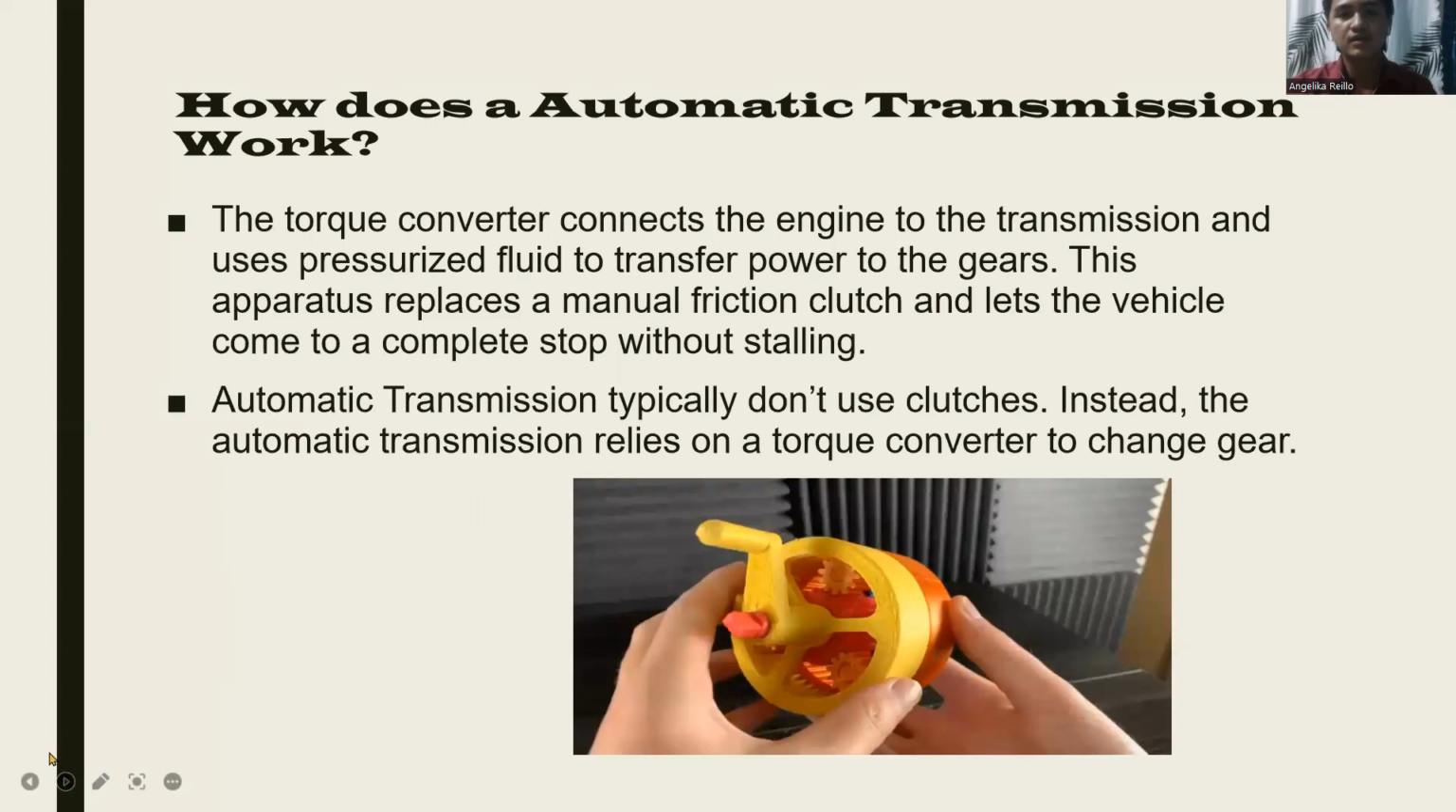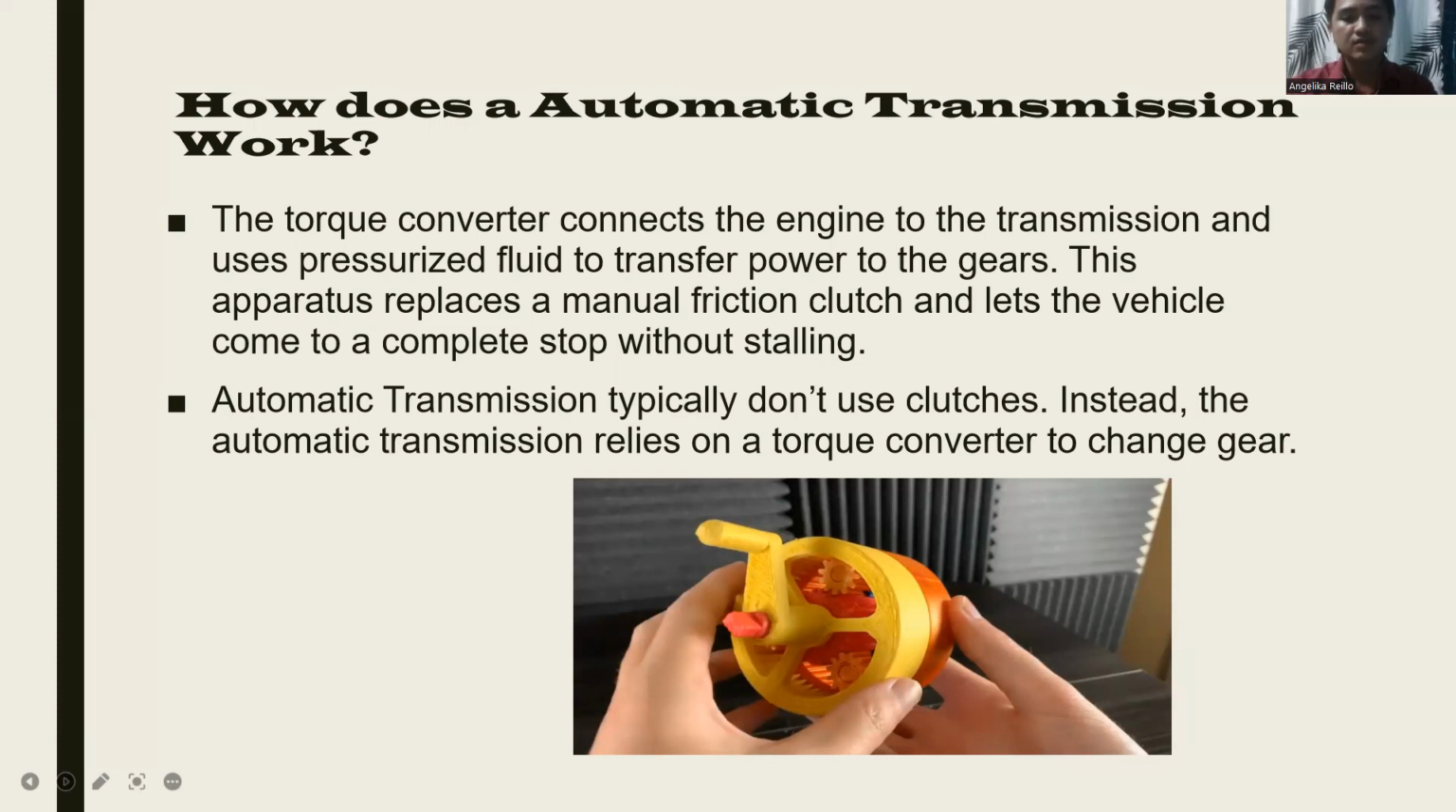How does an automatic transmission work? The torque converter connects the engine to the transmission and uses pressurized fluid to transfer power to the gears. This apparatus replaces a manual clutch and lets the vehicle come to a complete stop while staying in gear.